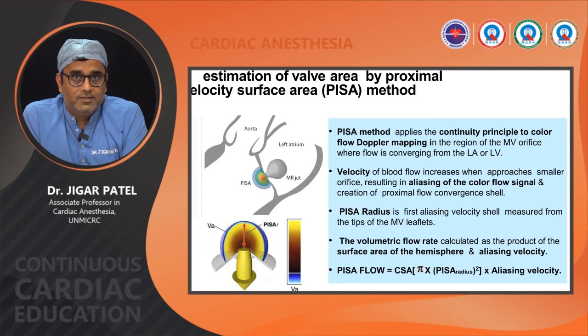The second method of valve area measurement is the Pisa method. It is a short form of proximal isovelocity surface area method.